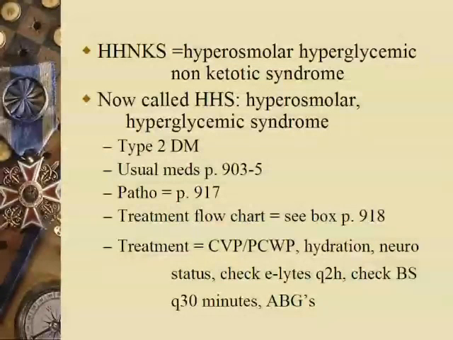Treatment is something to measure their hydration status, either a central venous pressure line or pulmonary artery catheter that does pulmonary occlusive pressures, or wedge pressures. Your hydration, your neurostatus, you need to check your electrolytes every 2 hours and check your blood sugar at least every 30 minutes. And do blood gases because they will be severely dehydrated and they will be in acidosis, so you need to check that.